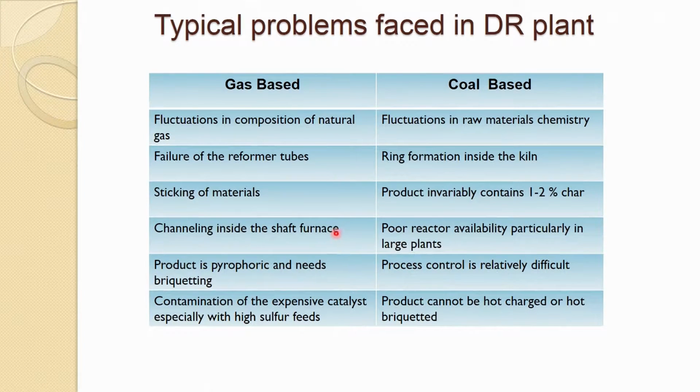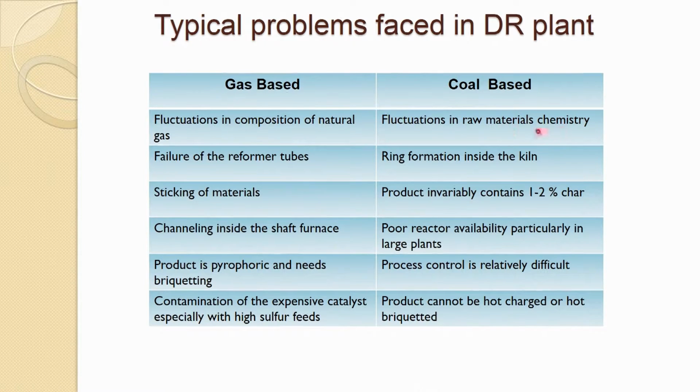Channeling inside the shaft furnace, similar to the blast furnace. Product is pyrophoric and needs briquetting. So, especially if it is a fluidized one, because the size is small, it is pyrophoric, so you need briquetting before it comes out or is exposed to the atmosphere. Contamination of expensive catalysts, especially with high sulfur. So, these are a few problems with the gas based, and in the coal based, fluctuation in the raw material chemistry.